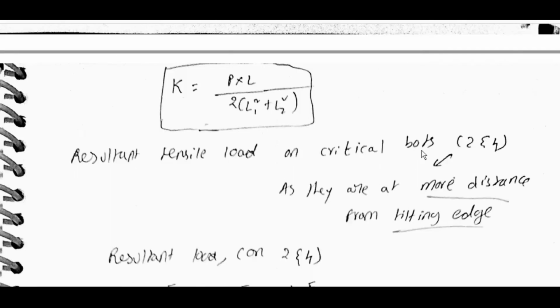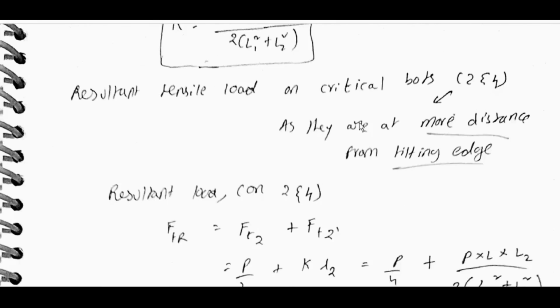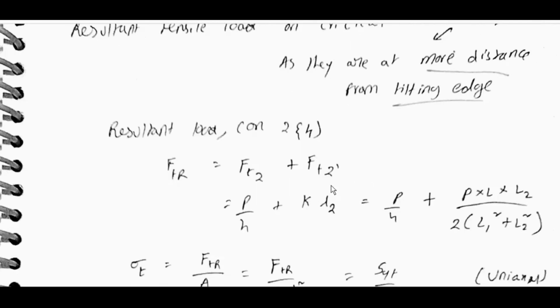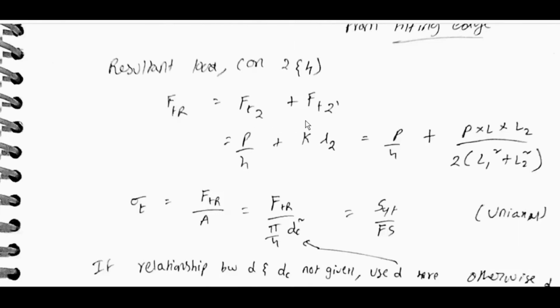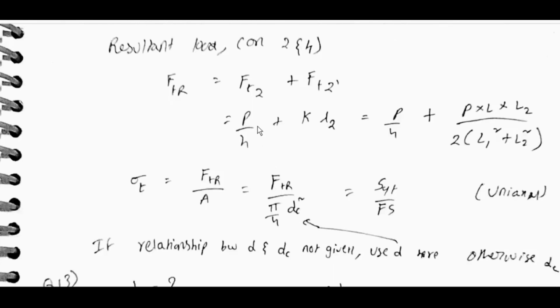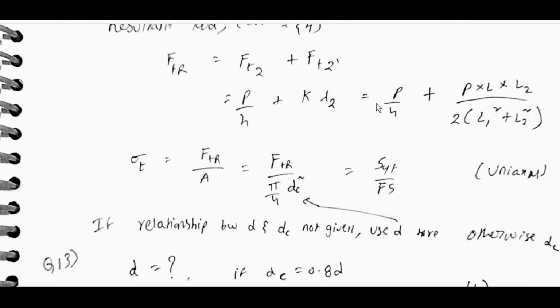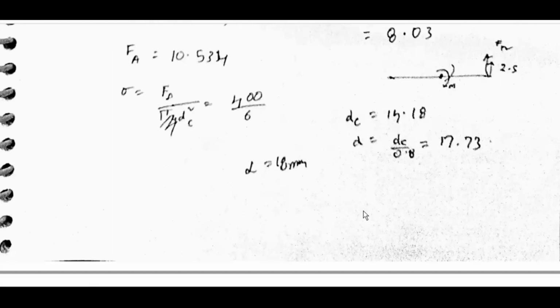Resultant tensile load on critical bolts 2 and 4, as they are at more distance from the tilting edge. Resultant load on 2 and 4, FTR is equal to FT2 plus FT2 prime is equal to P by 4 plus K L2, is equal to P by 4 plus P into L2 by 2 into L1 square plus L2 square. Sigma T is equal to FTR by A is equal to FTR by pi by 4 DC square is equal to SYT by FS. If the relation between D and DC is not given, then use D here, otherwise DC.